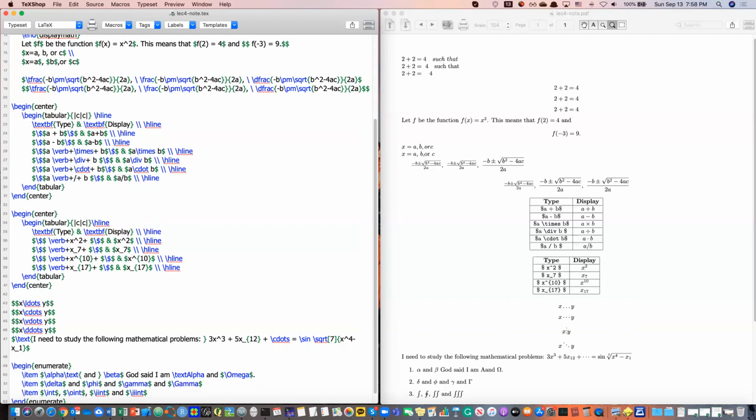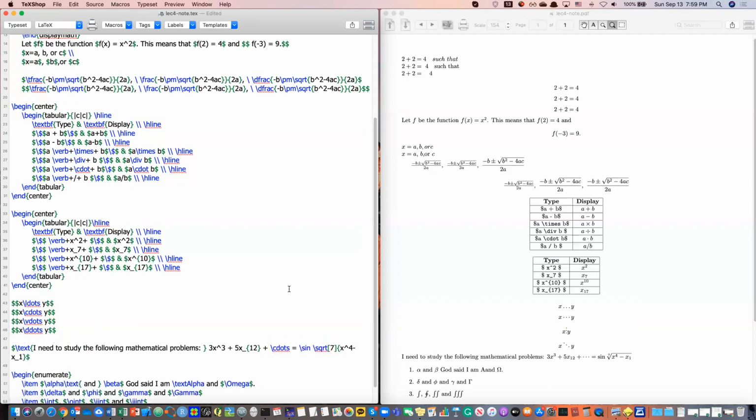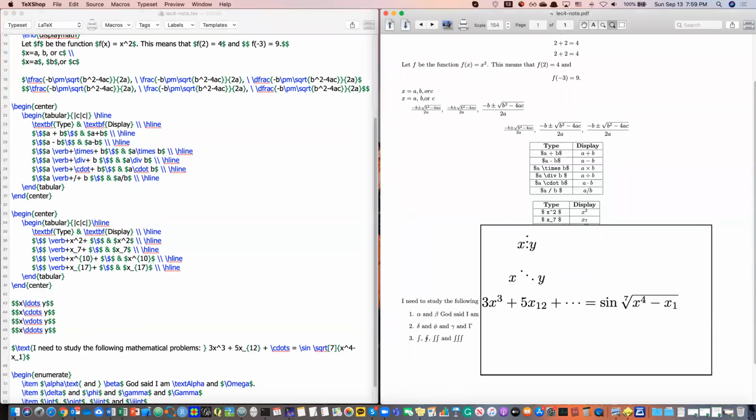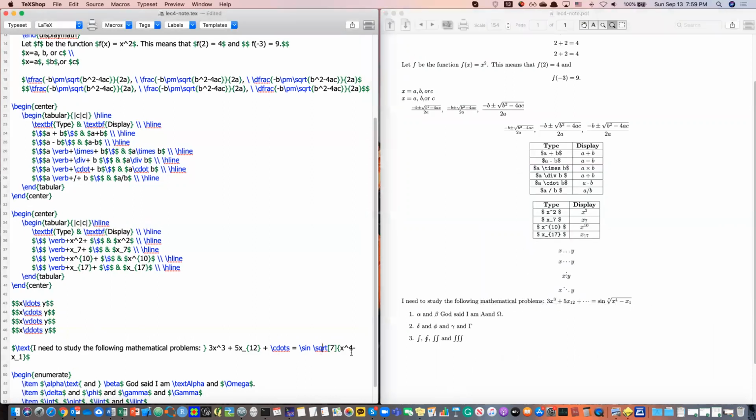So next one, what about a square root? Look at the example right there: sine and then seventh root of x to the fourth power minus x of 1. So the seventh root, we can type this one by typing backslash sqrt.